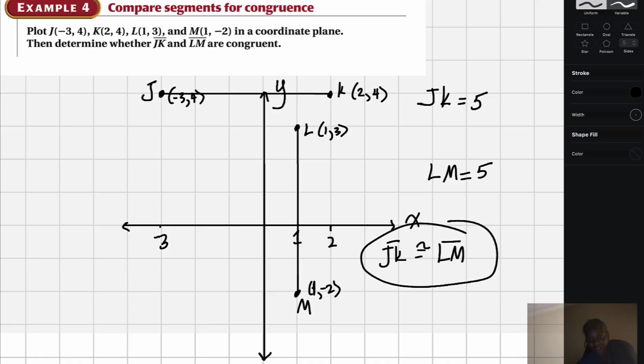And that's our final answer. I hope this made sense. We're going to talk about it in class. We'll be practicing these concepts and we will keep working.